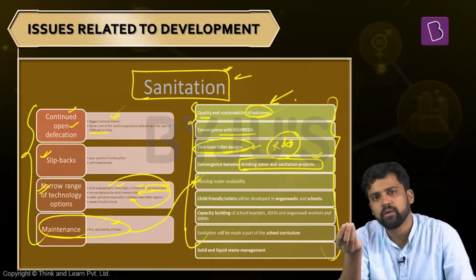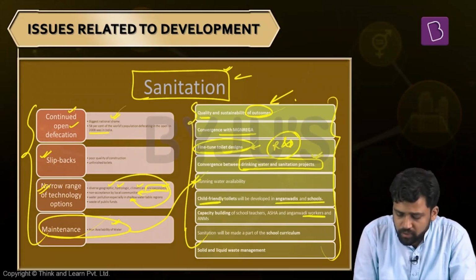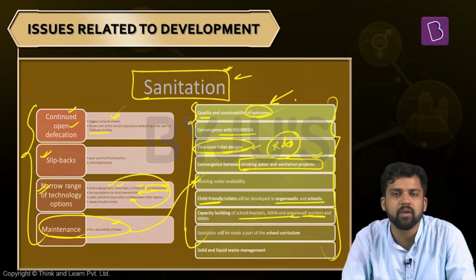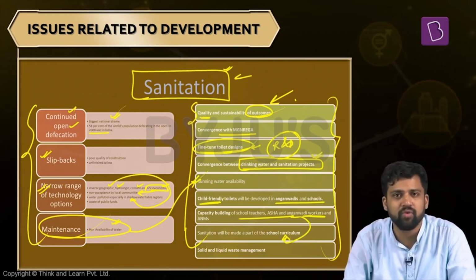Different kinds of projects have to be constructed depending on who they are targeted to. Child-friendly toilets are required in Anganwadis and schools. At schools, at the level of Anganwadi, Asha workers, they should try to inculcate certain good practices related to sanitation. For example, washing your hands after defecation, washing your hands before eating food. All these things should be part of the school curriculum. This can prevent the prevalence of different diseases because of lack of proper hygiene practices.